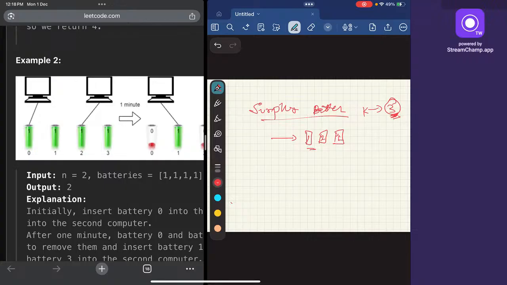If a computer with battery x is falling behind, we will try to make it run t minutes. We'll give these batteries to the x battery, and we'll try to run it at least for t, that is x plus 3 minutes.